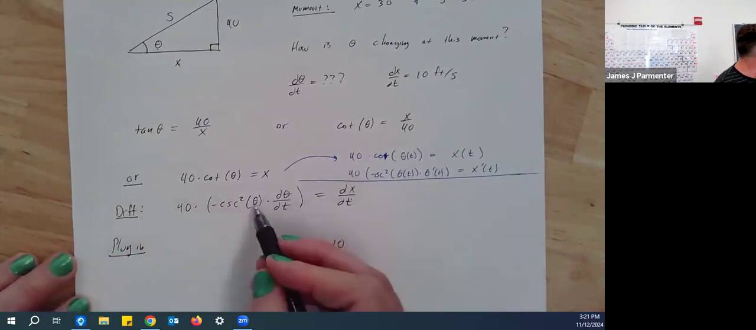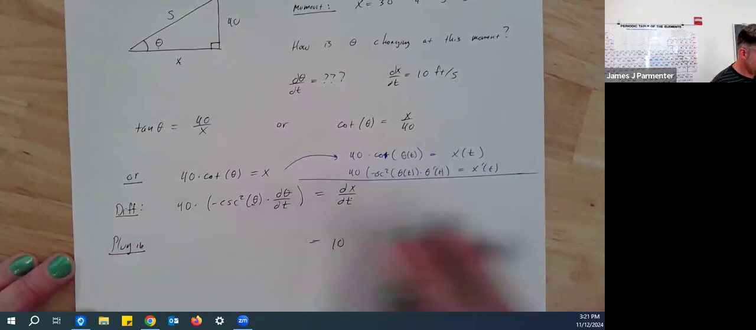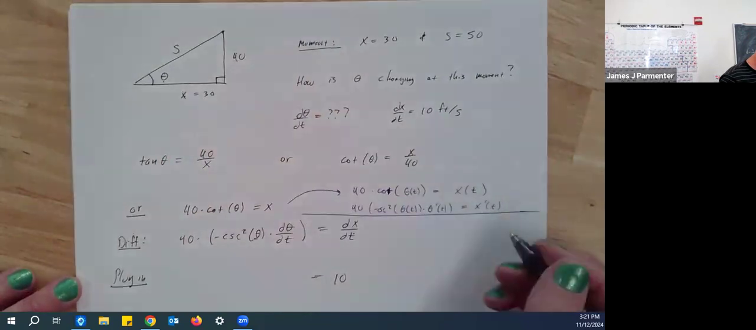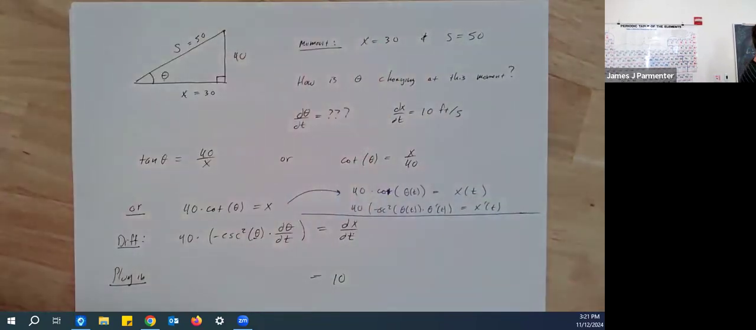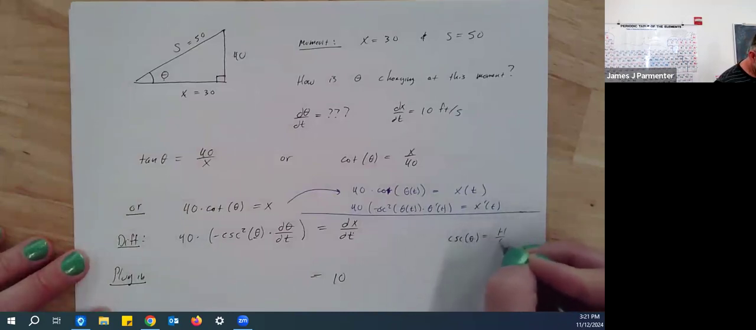But we don't know what the angle is. And more importantly, we don't need to know what the angle is. We just need to know that x is 30 at the moment we're interested in, and the s is 50. And cosecant is some side over some side. I never remember. I know that cosecant is the reciprocal of sine, and the sine is the opposite over hypotenuse. So cosecant must be the hypotenuse over the opposite. So cosecant of theta is hypotenuse over opposite.